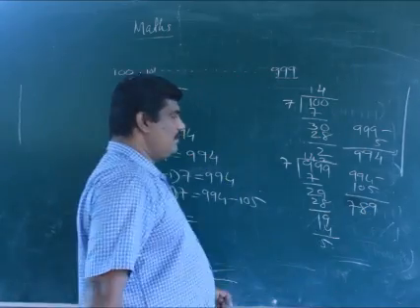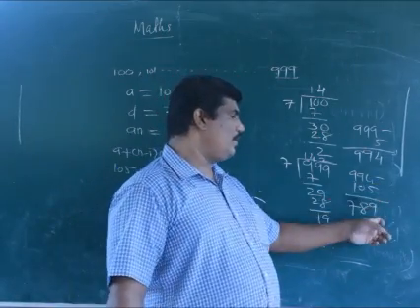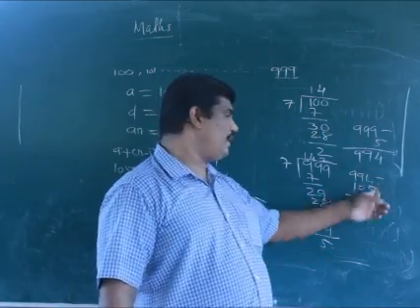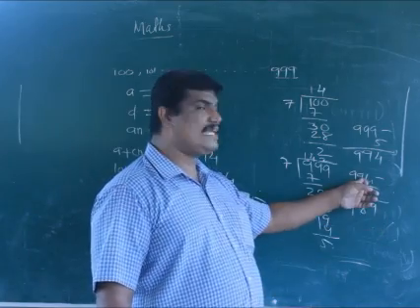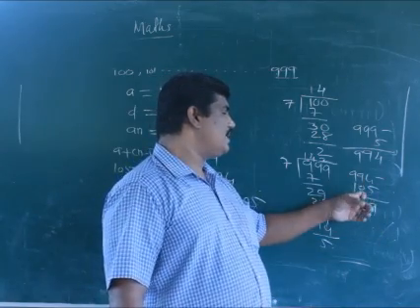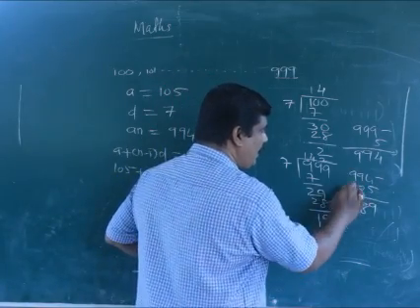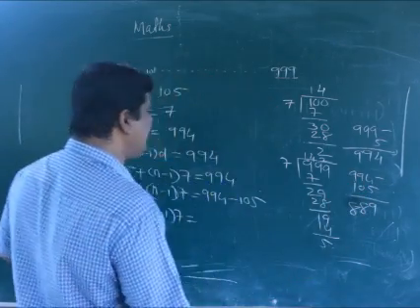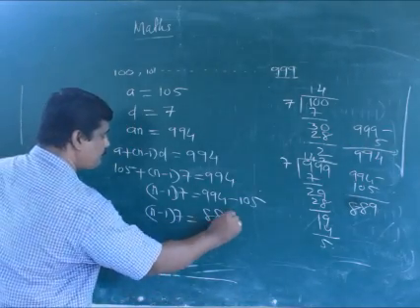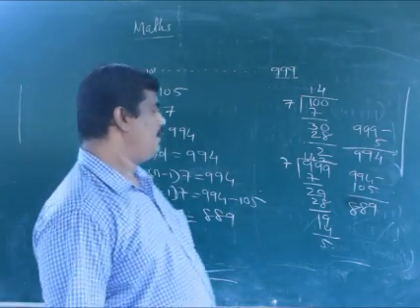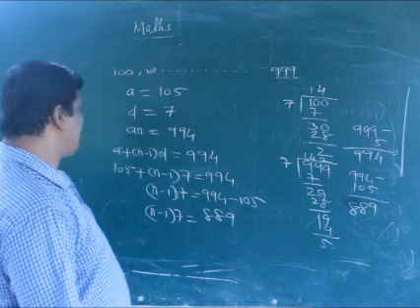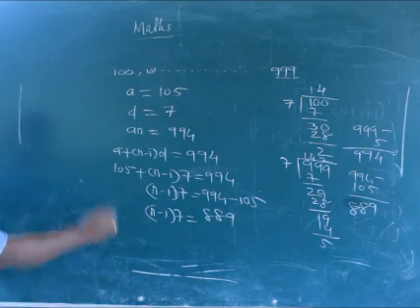Okay, clear? 14 minus 5 is 9. 8 here, 8 minus 0, 8. Sorry, here 9, 9 minus 1, 8. The result is 889. Okay? Next, n minus 1 is equal to 889 divided by 7.